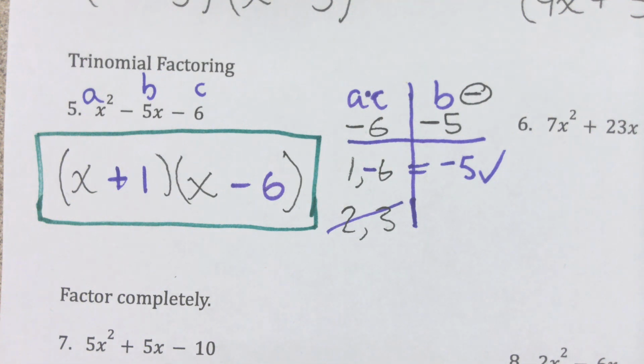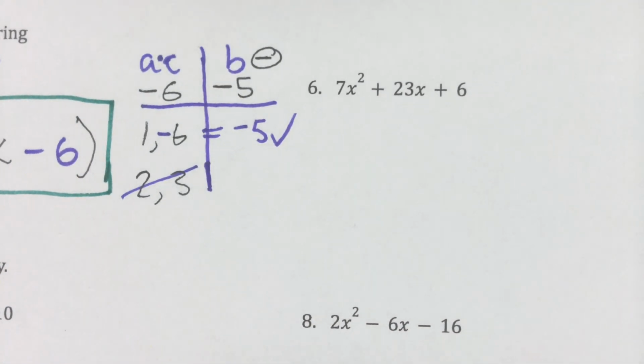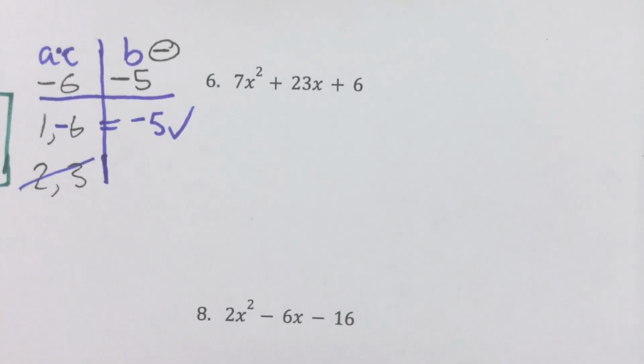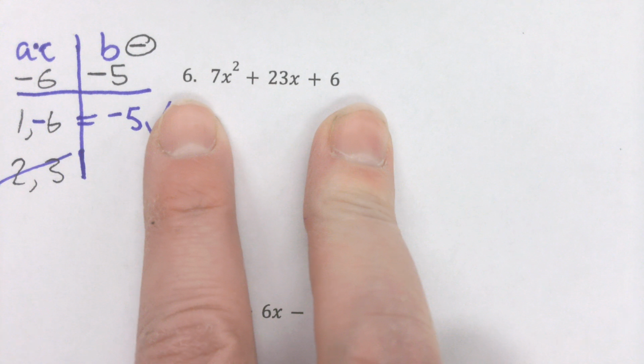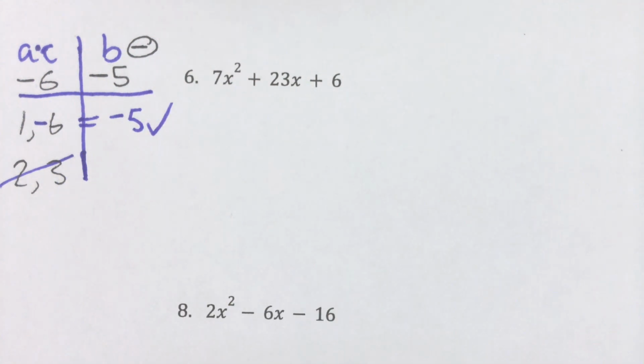Number 6, 7x squared plus 23x plus 6. First thing you should look for is a GCF. That's something I'm kind of bad about harping on, but it is important. There is not a GCF here. 7 and 6 clearly have nothing in common, so we can stop our search there.